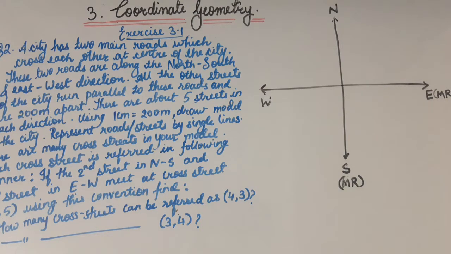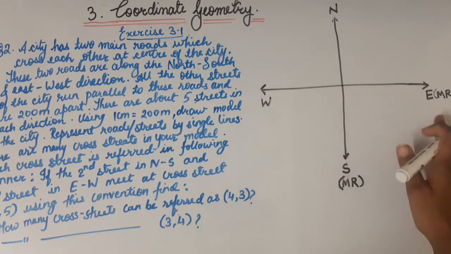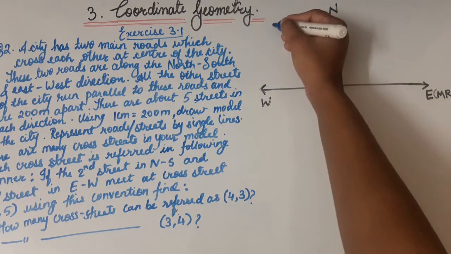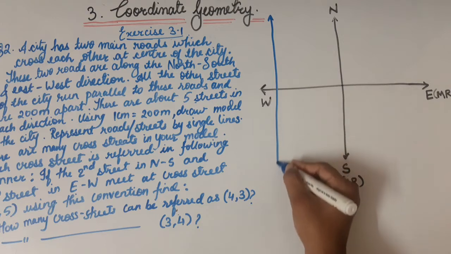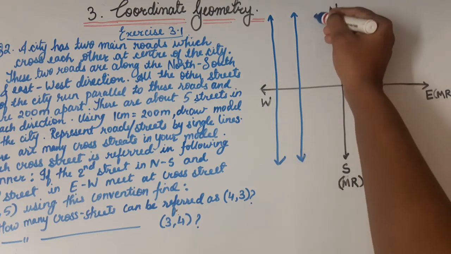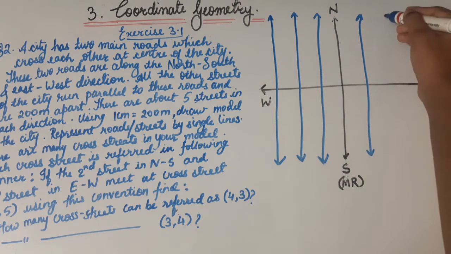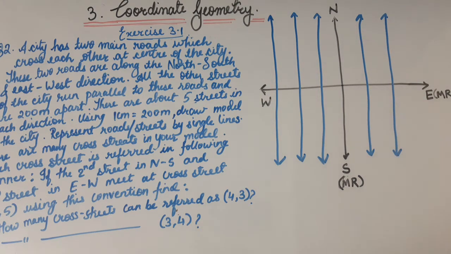Okay, and then it is told that there are 5 streets in each direction, 5 in north south and 5 in east west, and all these streets of the city are running parallel to the main roads. So 5 in the north south direction and 5 in the east west direction, parallel. So let us draw them. So 1, 2, 3, 4 and 5.